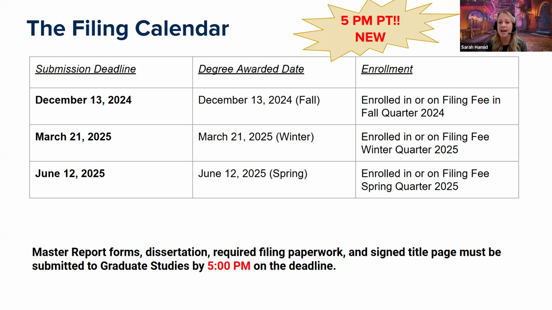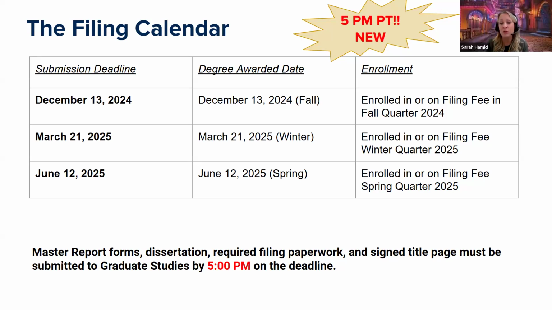The requirement is that if you want to submit by our December 13th deadline, you have to either be enrolled right now in the fall quarter in some type of units. Most of you are probably full-time, or you have to be on an approved filing fee for the fall quarter 2024. We're not going to go too much into filing fee. Not a lot of students go on this. Filing fee is not required in order to graduate or to submit your documents to us. Most of our students are going to be enrolled in some type of units, 12 units is the majority of what you are in.